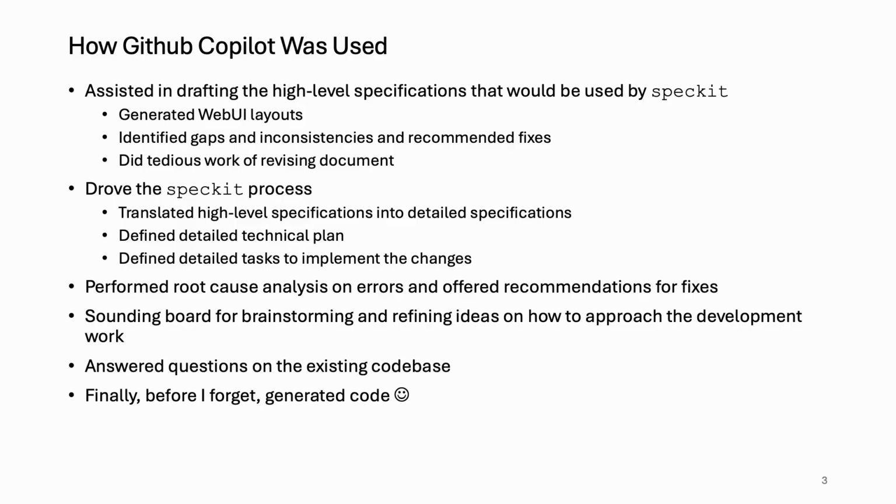Beyond that, I used Copilot for root cause analysis when things went wrong. When errors showed up, it helped reason through what was happening and suggested possible fixes. It also acted as a sounding board, a way to brainstorm ideas, sanity check approaches, and refine how to tackle the development work beyond writing code. On a more practical level, Copilot answered questions about the existing codebase as it evolved, which allowed me to be more precise as I wrote the high-level specifications. And finally, it generated code. But that wasn't the main event. I saw a lot of value in using GitHub Copilot before and around code generation.